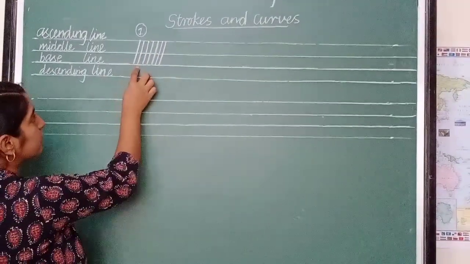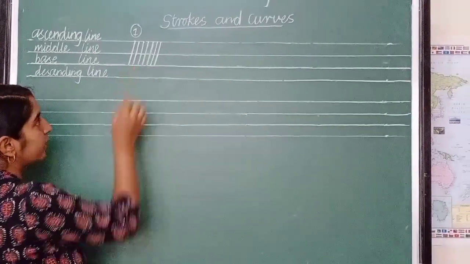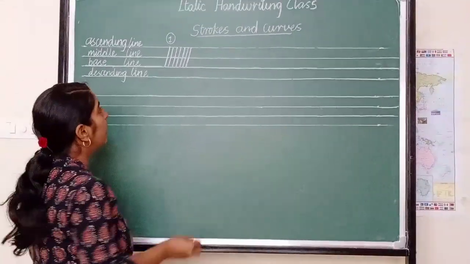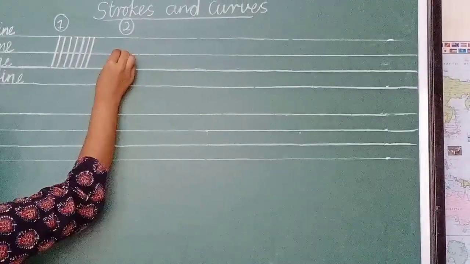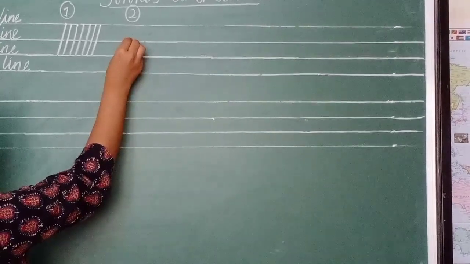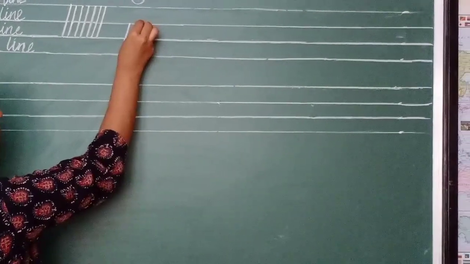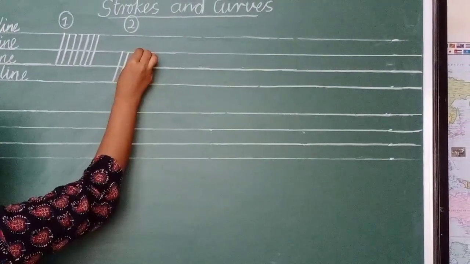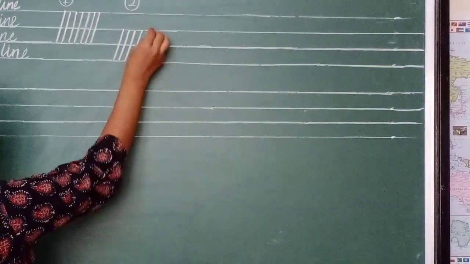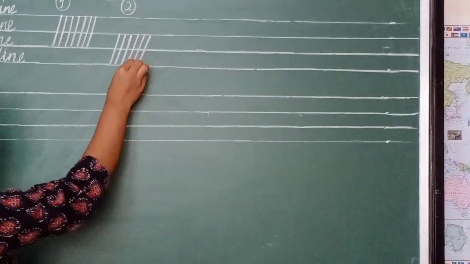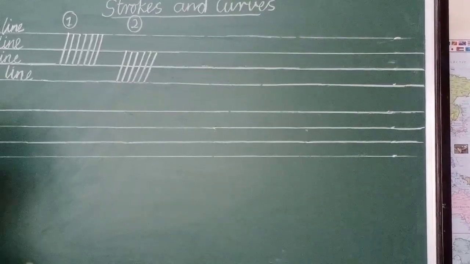Yes. See the distance which I have left. The same way you have to leave the space and draw the strokes. And the second stroke starts from the middle line and ends at the descending line. See here friends, please observe how I am drawing. If you make a mistake in this, your handwriting will not come. It is very important to be perfect in the strokes and curves.